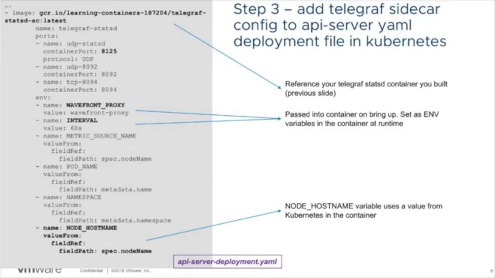And then I turn on a few other components here. I want to get the node host name as an example, and other bits of information like pod name and namespace.